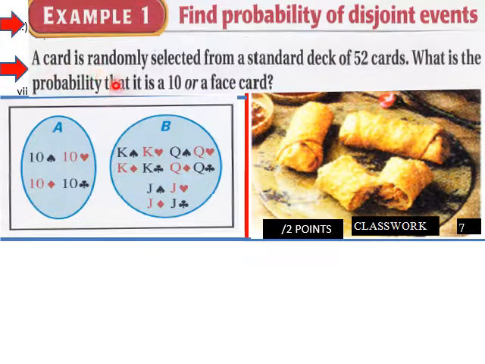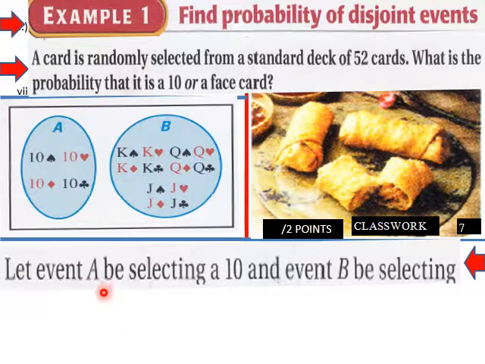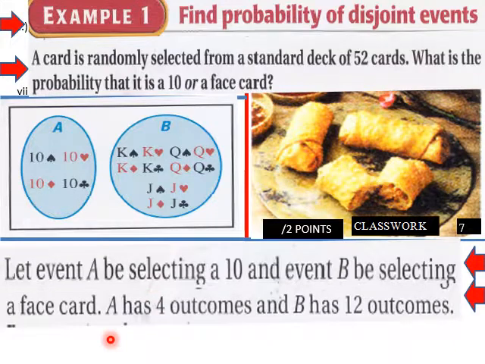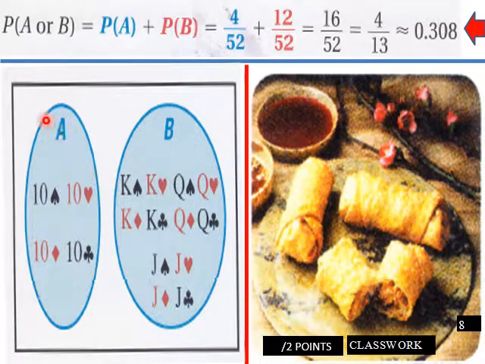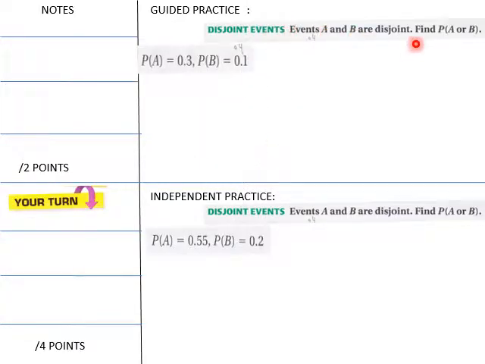Find the probability of disjoint events. A card is randomly selected from a standard deck of 52. What is the probability that it is a 10 or a face card? So we're looking for a 10 or a face card, and here are the face cards over here. These would be the 10s there. Let event A be selecting a 10, and event B be selecting a face card. A has 4 outcomes, B has 12 outcomes. Because A and B are disjoint, the probability of A or B equals the probability of A plus the probability of B. Adding these together, it reduces to 4 over 13, which is a 0.308 chance of happening.